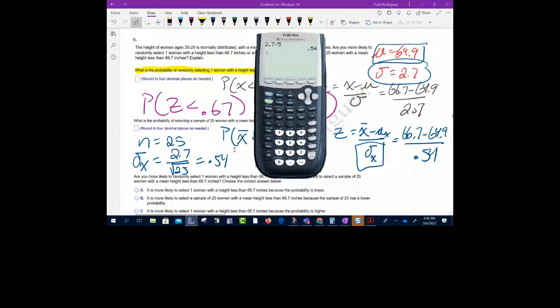So let's go ahead and find those differences. Let's take 66.7 minus 64.9, hit enter, and let's divide it by the 0.54. And y'all, 3.33? Okay.